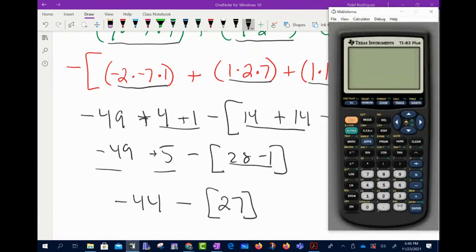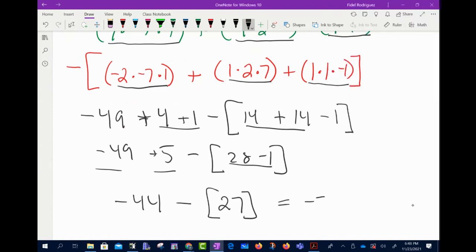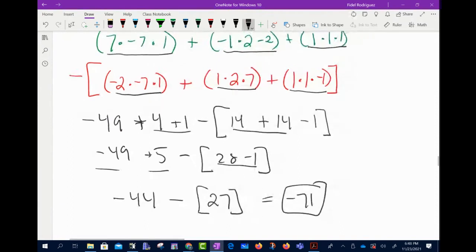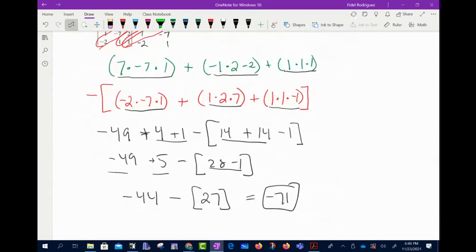So now I'm just going to grab my calculator. Let me turn it on. There we go. Clear it out. So I have a negative 44 minus 27, and that's giving me a negative 71. Okay. And so again, I'm able to find the determinant of my 3 by 3 matrix.